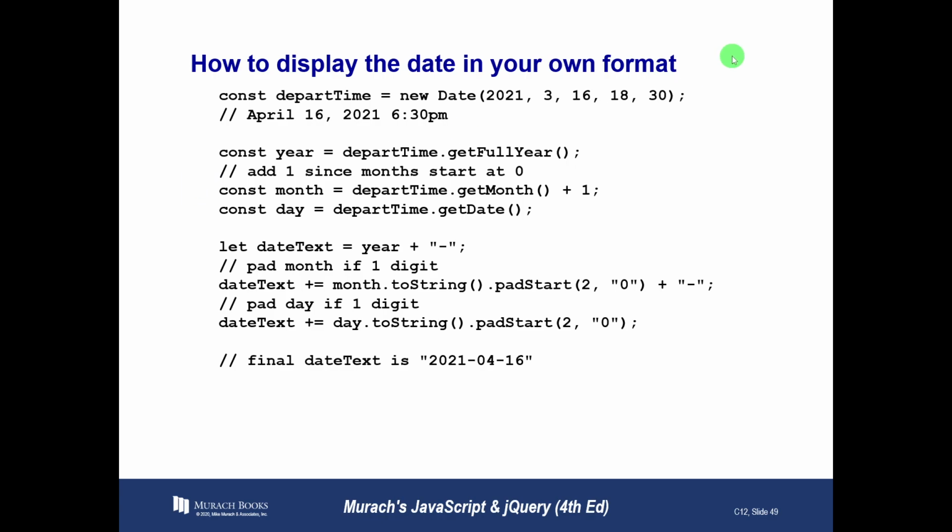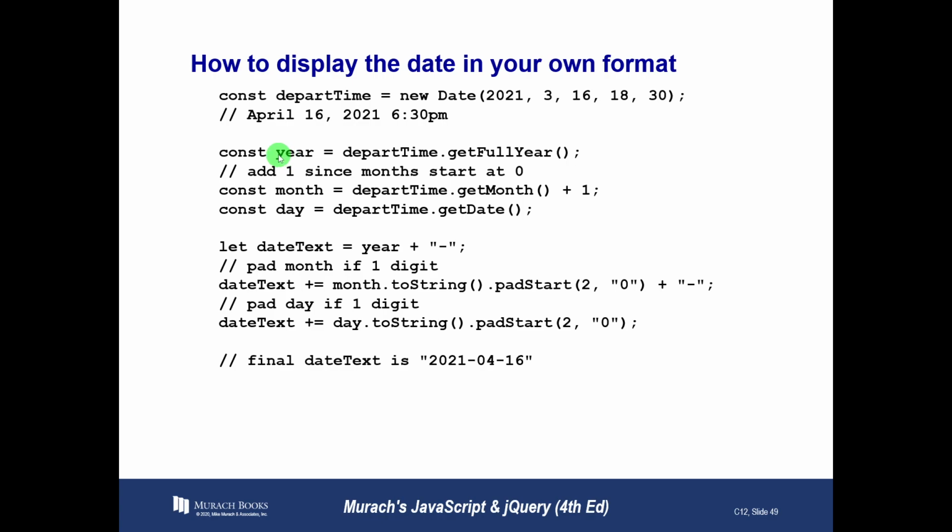How to display the date in your own format. So I'm creating this thing called the part time, this date object. It's a new date, 2021. Looks like April. Remember, that's 0 numbered. 16th at 18:30, which is 6:30 p.m. April 16th, 2021 at 6:30 p.m.